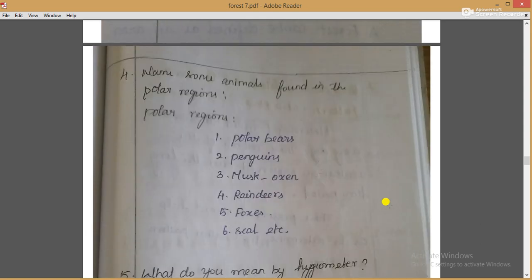Then name some animals found in the polar regions. What are the animals? Polar bears, penguins, musk oxen, reindeers, foxes, seal, etc. These are the polar region animals.